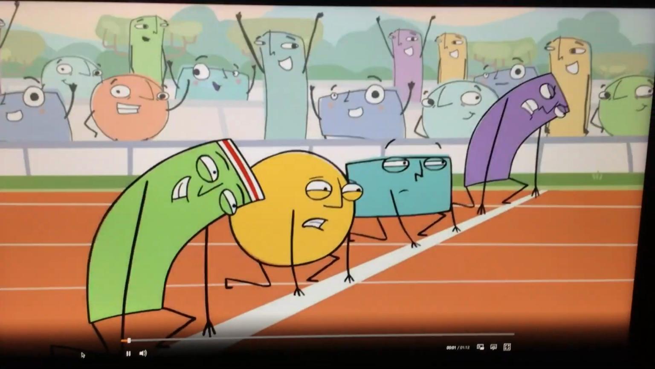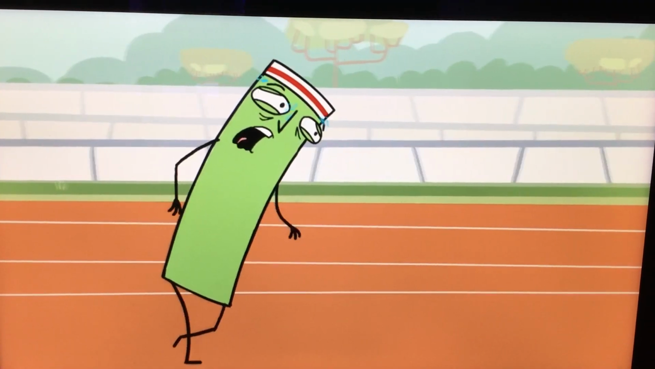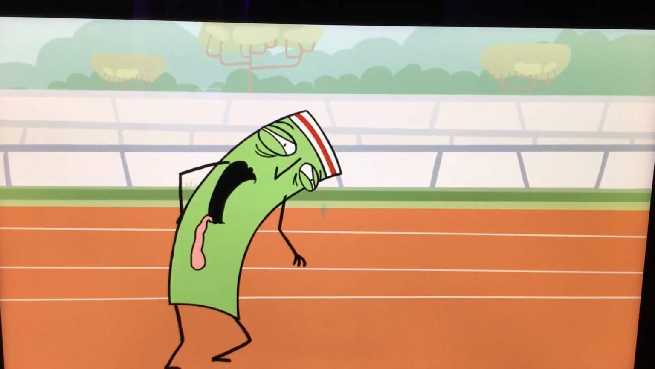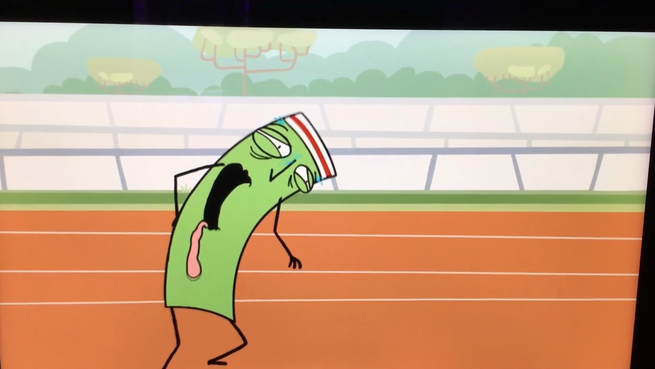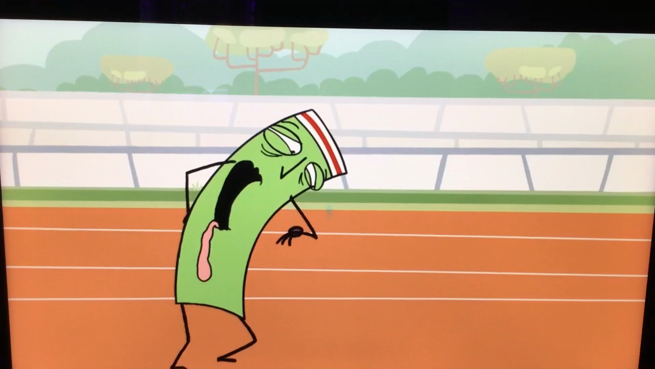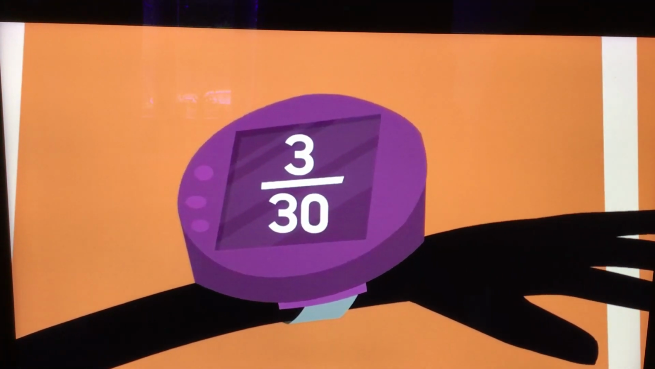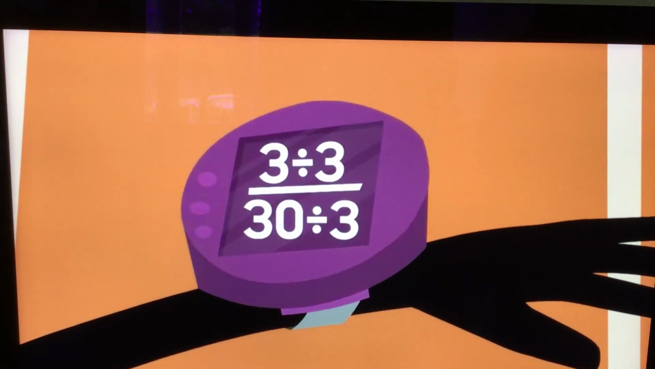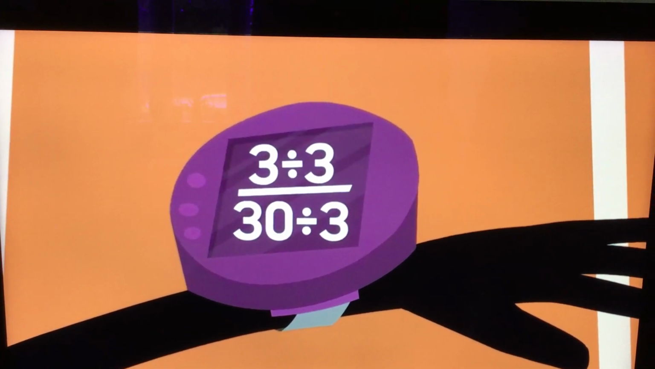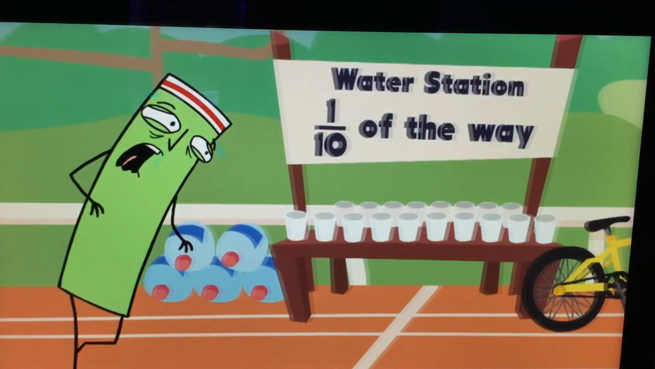You're running 30 kilometres. That's very impressive. Not as easy as you thought, huh? Don't worry, there's a water station after 3 kilometres. That's 3/30 of the way there. We can simplify that because both 3 and 30 are divisible by 3. If we divide both the numerator and the denominator by 3, we can see that you'll be 1/10 of the way through the race.